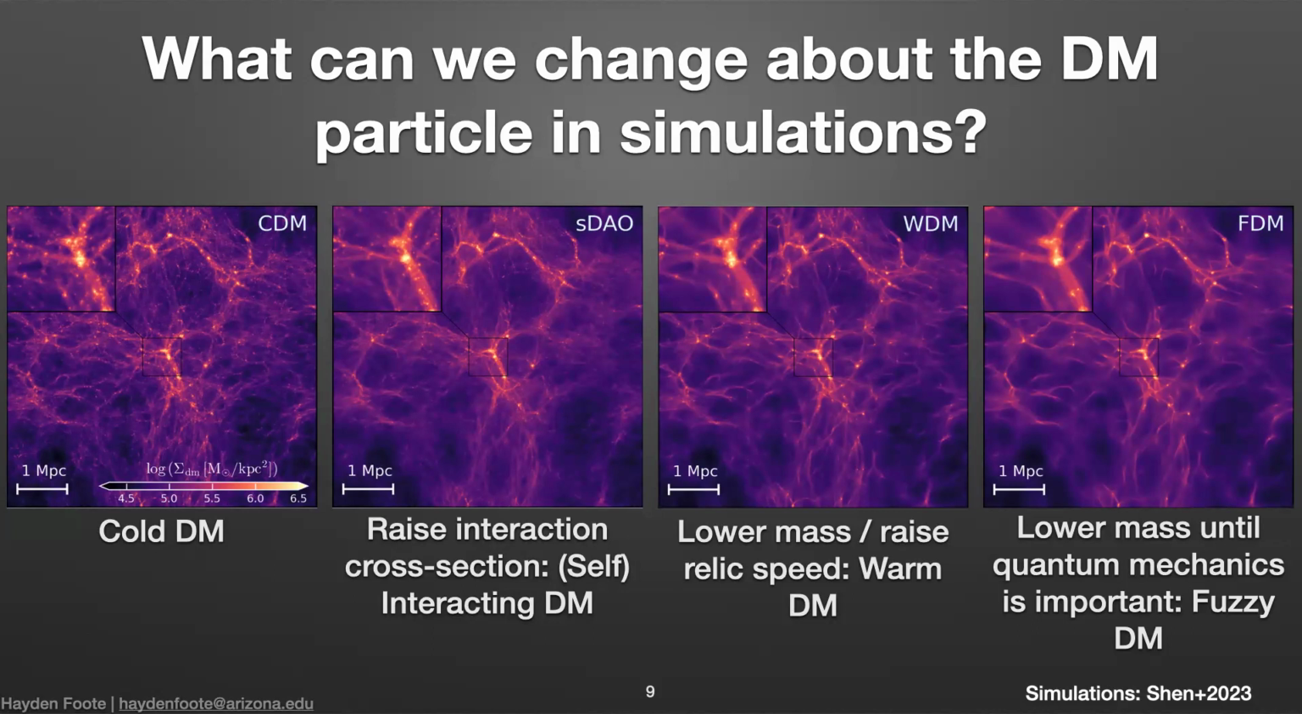A quick question. When you say cross-section interaction, is that a gravitational interaction? It's a direct scattering cross-section for elastic collisions. So these self-interacting dark matter particles can actually scatter with each other. It depends on the flavor you want to choose.